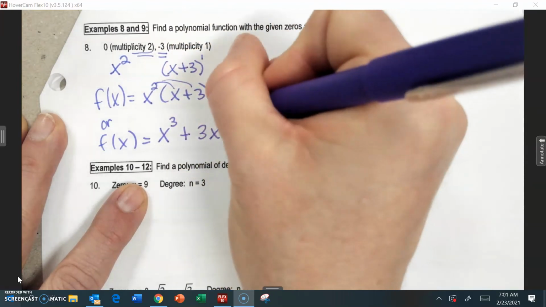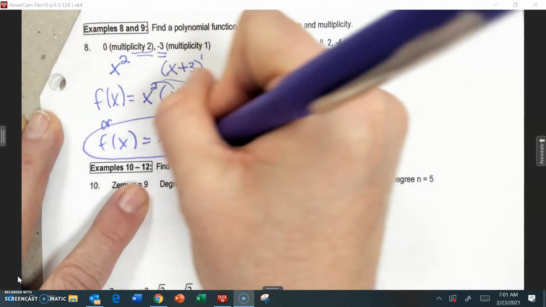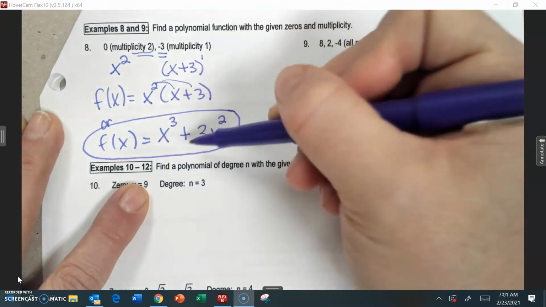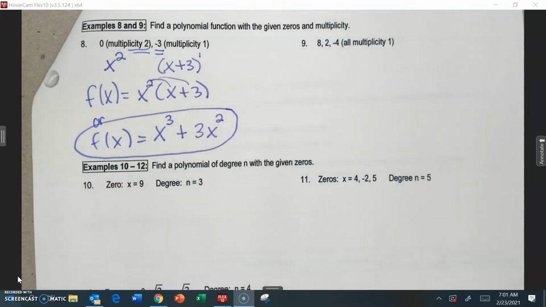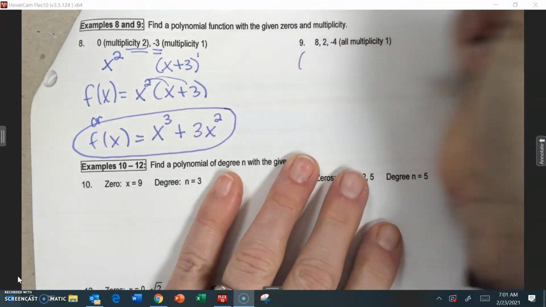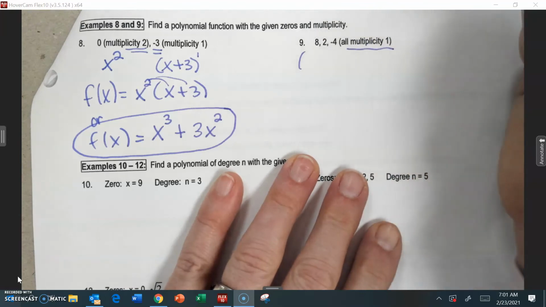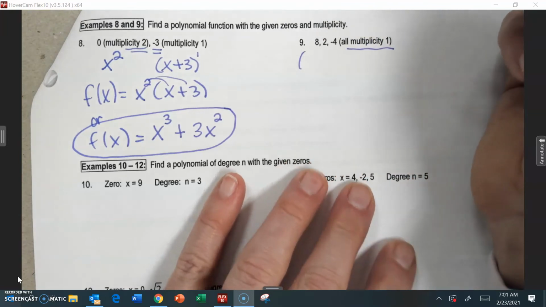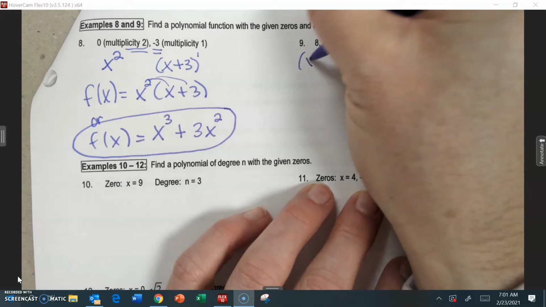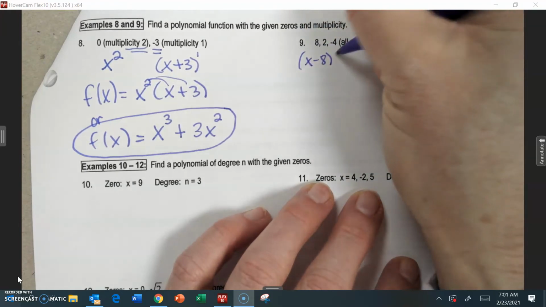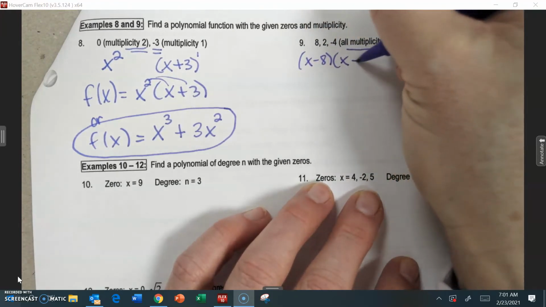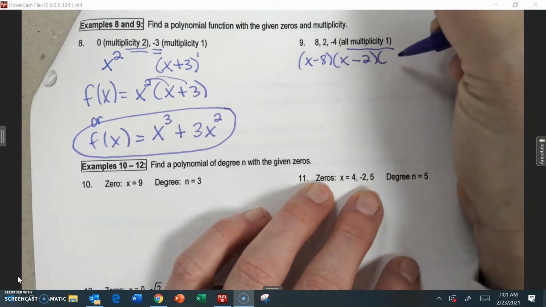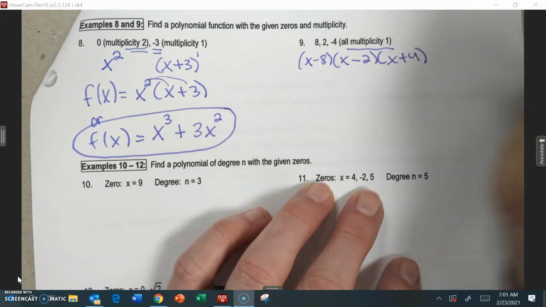Now, in your homework, I might ask for both factored form and standard, okay? For number 9, I'm looking at factors. They all have a multiplicity of 1, so they're all going to have a degree 1 on their factor. So that's an x minus 8, an x minus 2, and an x plus 4.